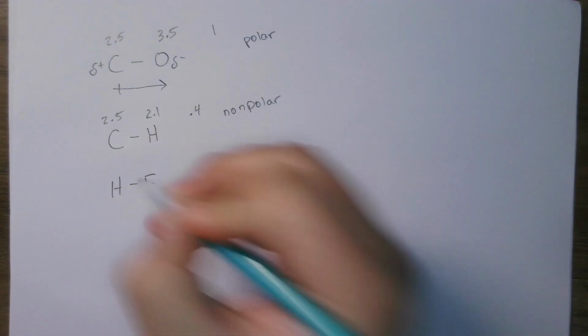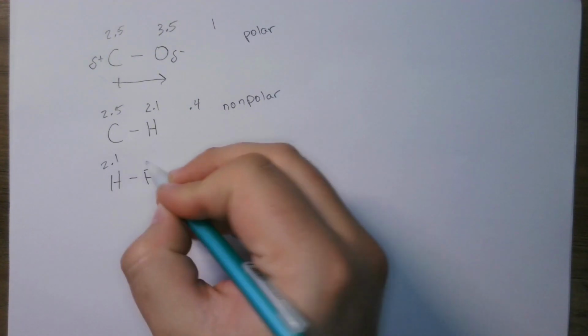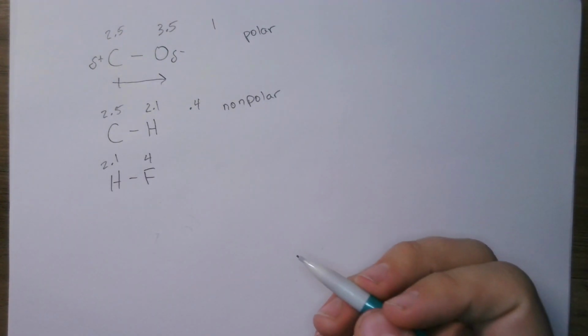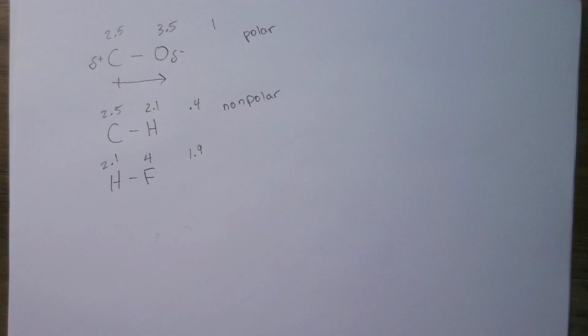Next, we have the HF bond. We have hydrofluoric acid. Hydrogen's around a 2.1. Fluorine is the most electronegative element at a 4. That's a pretty big difference here. This is a difference above the threshold for electronegativity to make it an ionic bond. But this one is actually not going to be an ionic bond.